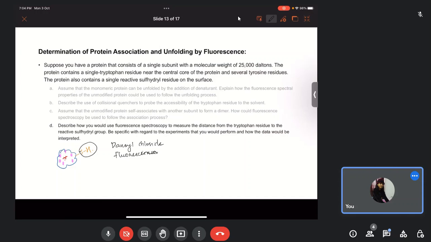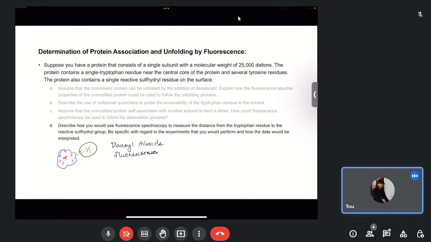I forgot its spelling. Yeah, you can label the fluorescent molecule. Label this SH with a fluorescent molecule like dansyl chloride or fluorescein, and you can perform a FRET experiment. So you know the Förster distance between the tryptophan and the fluorescent molecule that you are labeling the sulfhydryl group with, and instead of this H you will have a fluorescent molecule maybe.